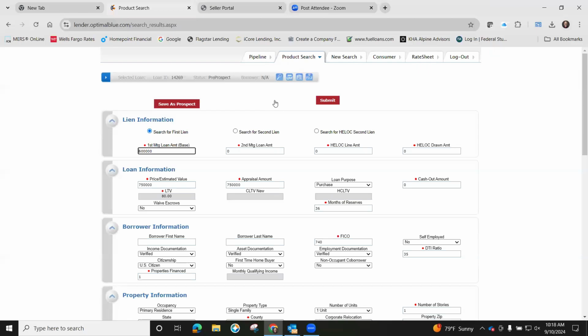Well, how can I help you, Rick? The branch margin, which includes the compensation to the loan officer, are our passwords connected to this Optimal Blue? Is that correct? Yeah, good question.